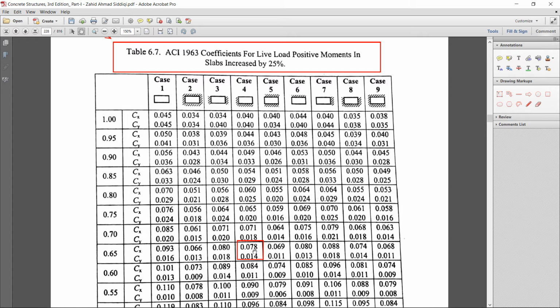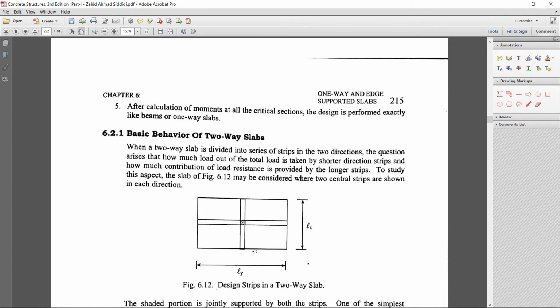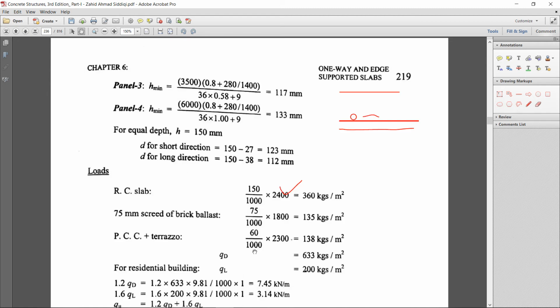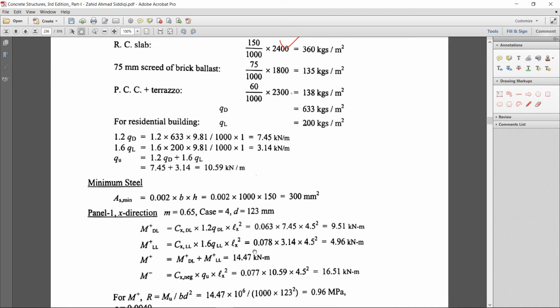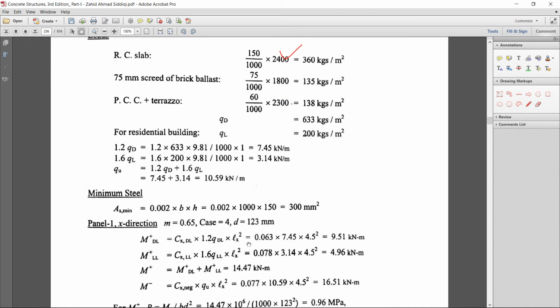So 0.063 and 0.078 for dead load and live load give 9.51 and 4.96. Now sum up all the positive moment, so your total positive moment is 14.47 kilonewton meter. Our total load is 10.59.